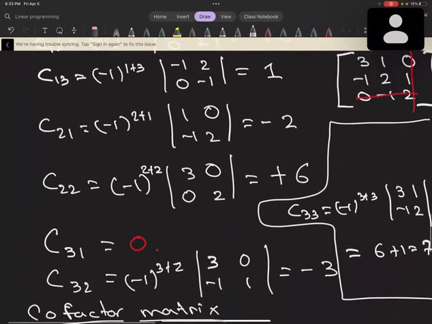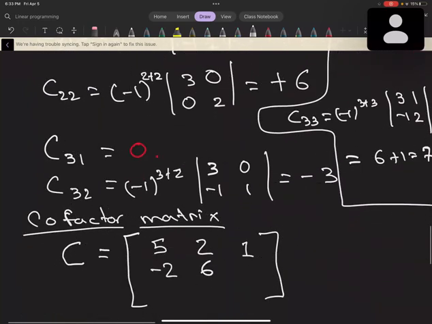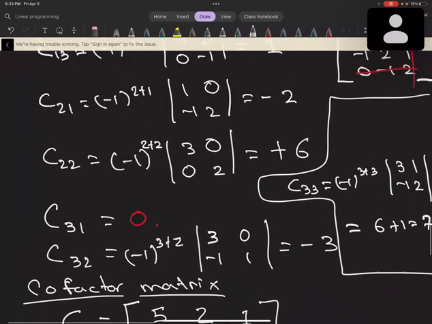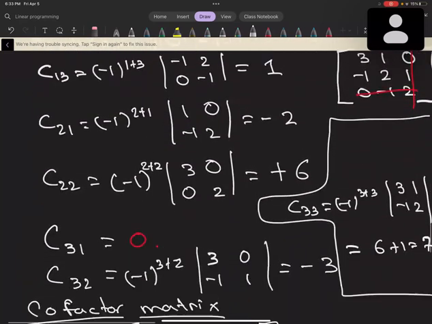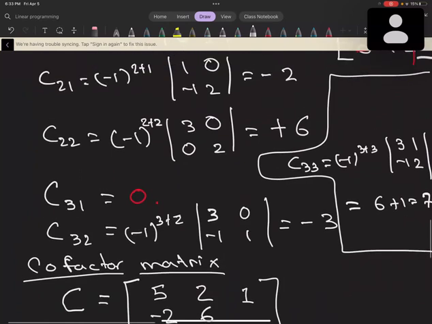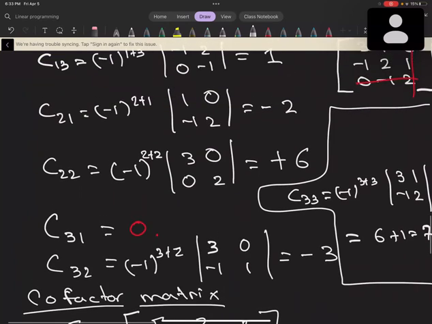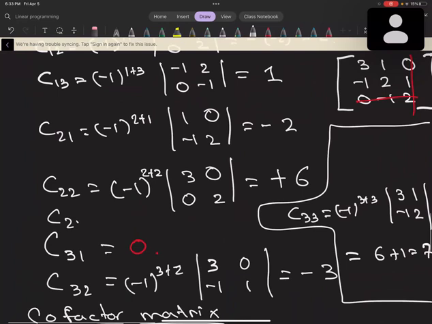Oh, I didn't find C23. Oh, C22 is 6. I didn't find C23. Okay, let's find C23. So C23 is C2, C3. So this will be minus 1 to the 2 plus 3. So that's minus 1 to the 5.